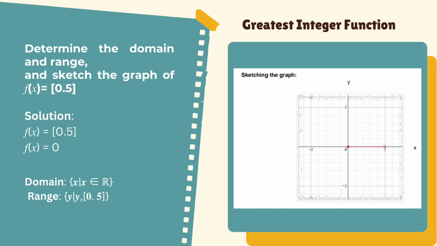So now we have to determine the domain and range and sketch the graph of f of x is equal to the greatest integer less than or equal to 0.5. So, f of x is equal to the greatest integer less than or equal to 0.5. It is equal to f of x is equal to 0. So, for the domain, x such that x is an element of real numbers, and the range is y such that y is the greatest integer less than or equal to 0.5. So now, this is the form of our graph.